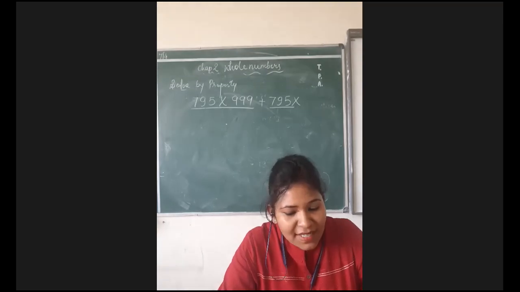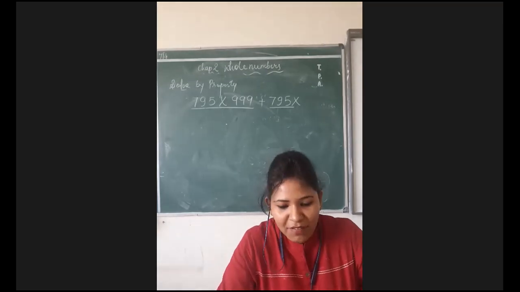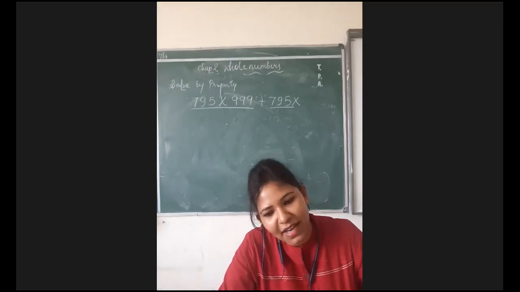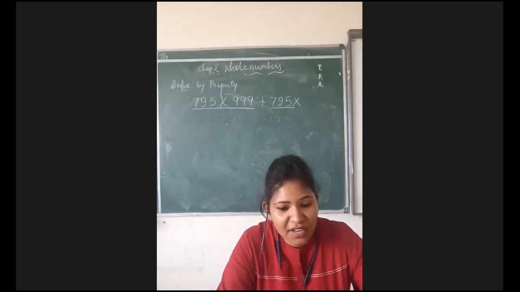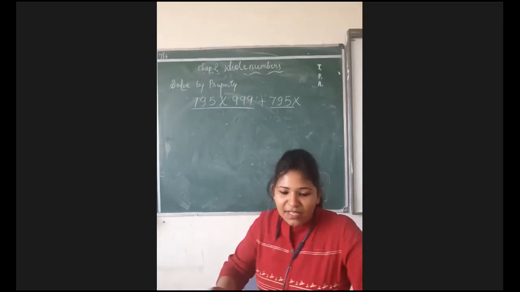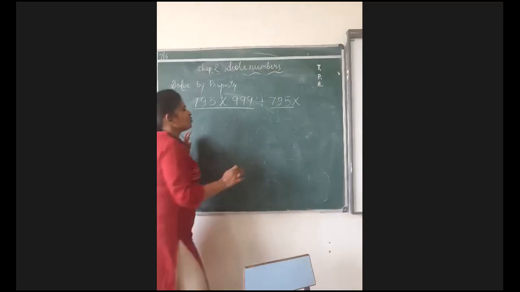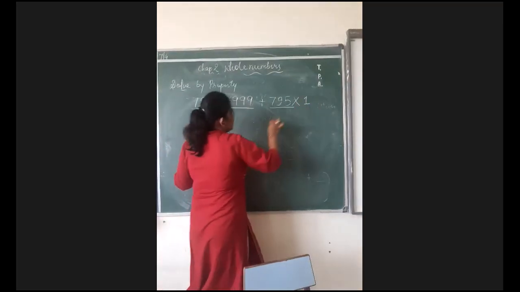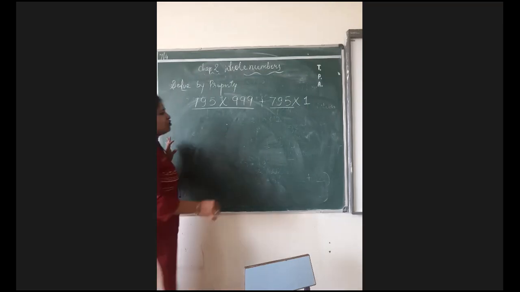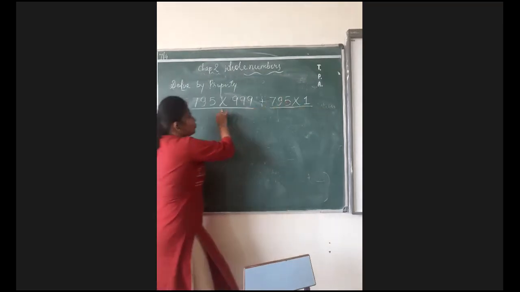That is why we call 1 "sabka malik ek." You learn this line, sabka malik ek. Any number which is not written in multiplication and does not have any pair, if you give it 1 as a pair in the form of multiply, it will not affect your question. Okay. Now the question has a pair in both terms.